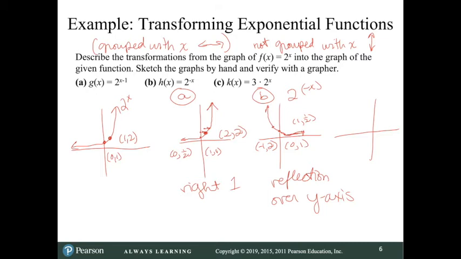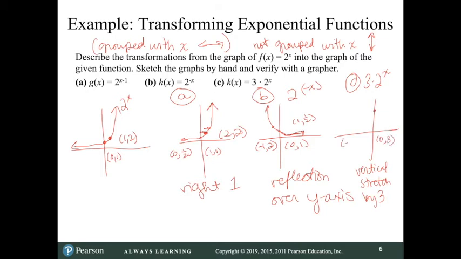Okay, and then finally, C, we have 3 times 2 to the x. This one is not grouped together with the x. It's separate from the x, so this is going to be a vertical stretch by 3. Let's test. When x is 0, 2 to the 0 is 1 times 3. Our y is 3 now.